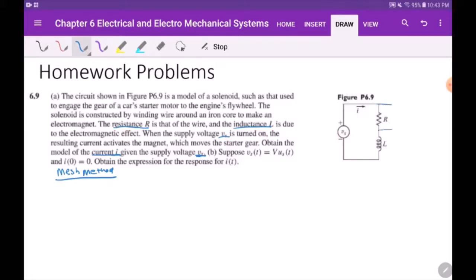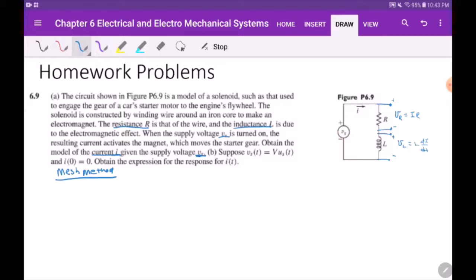So from here to here, this is your voltage drop across the resistor. That's equal to I times R, plus minus. And from here to here, plus minus, this is the voltage drop across the inductor. That's your L di over dt. Okay, so keep that in mind.